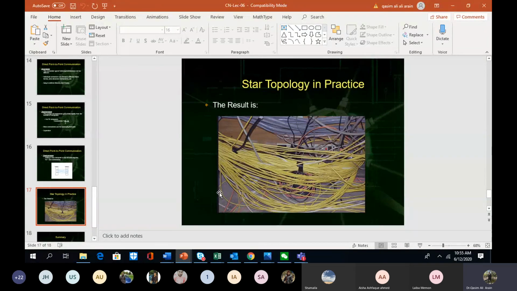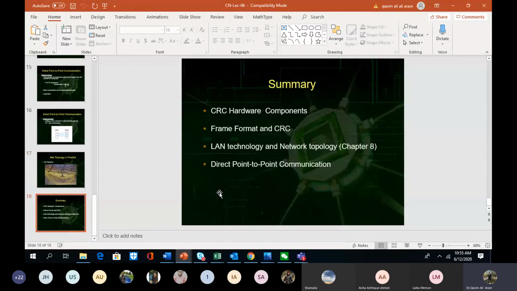So this is all regarding our today's lecture, right? The summary is the CRC hardware component we have discussed today. I mean, how the CRC works, how the CRC hardware works. Then we have discussed different sorts of frame formats and the CRC, how the CRC is appended to your frame format and how it is transmitted from source to destination.